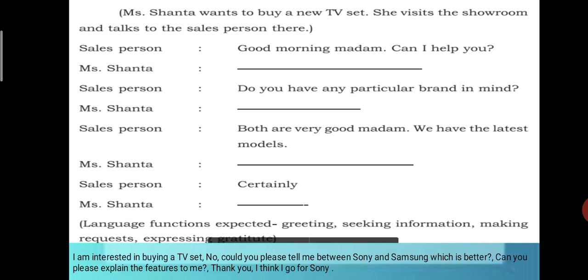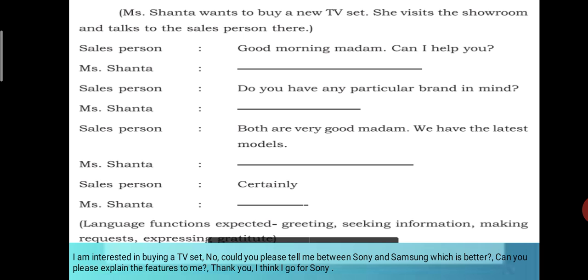The salesperson greets her, says, "Good morning, madam. Can I help you?" Miss Shanta needs to say her interest now, her purpose of coming to the shop. So she says, "I'm interested in buying a TV set." So the salesperson asks, "Do you have any particular brand in mind?" Since she needs a TV set, he asks her, "What is the brand that you want to have?"